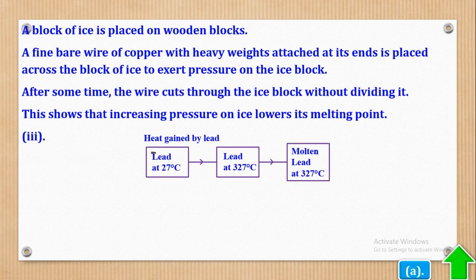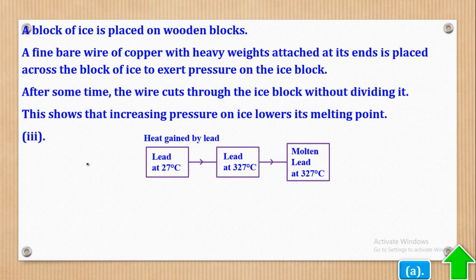So this was solid lead at 27, and this is solid lead at 327 degrees Celsius, and this is now molten lead. I think you realize that there is no change in temperature, because as long as there is latent heat, temperature does not change, but the state changes from solid to liquid, and that is now latent heat of fusion.